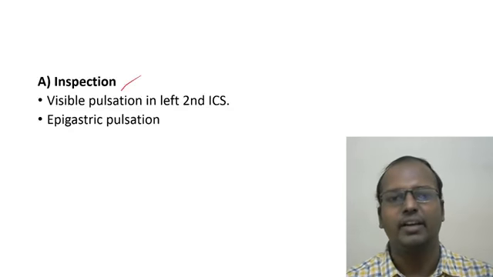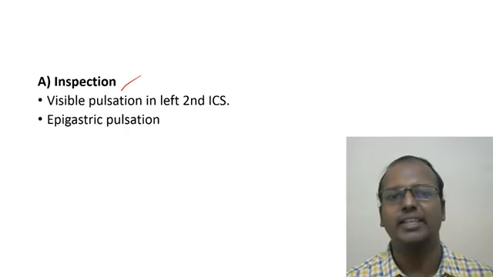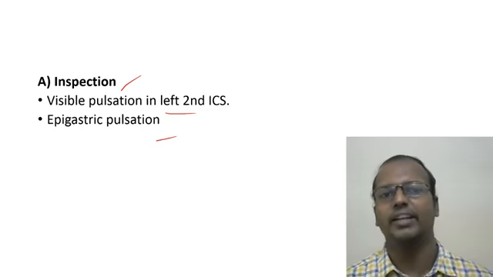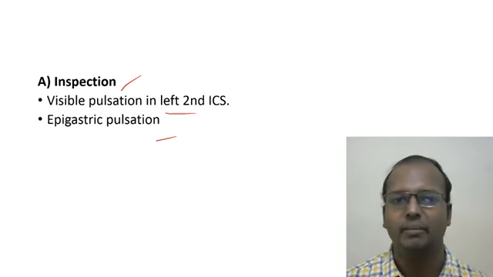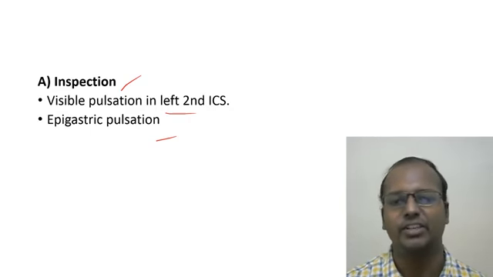Next most important finding, what are the findings, what are the signs in your general examination? After coming into the cardiovascular examination per se, what else can you find? Inspection can suggest visible pulsation in the left second intercostal space and epigastric pulsation. Epigastric pulsation occurs because of tricuspid regurgitation. That is one cause. Tricuspid regurgitation can be reflected in the hepatic pulsation. Another is RVH, right ventricular hypertrophy, which can be seen as an epigastric pulsation.